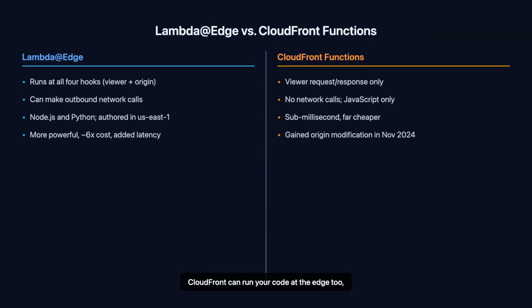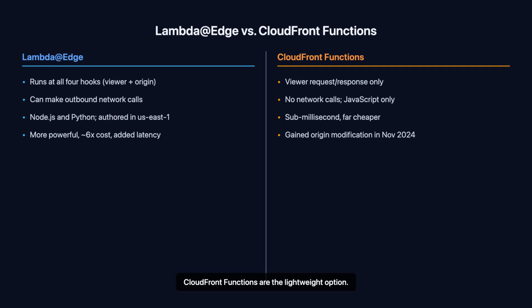CloudFront can run your code at the edge too, and there are two flavors. Lambda Edge is the powerful one. It runs at all 4 hooks: viewer request, origin response, and viewer response. It can make outbound network calls, and it supports both Node.js and Python. Just remember, you must author those functions in the US East 1 region, no matter where your origin lives.